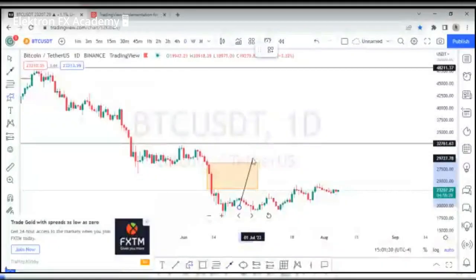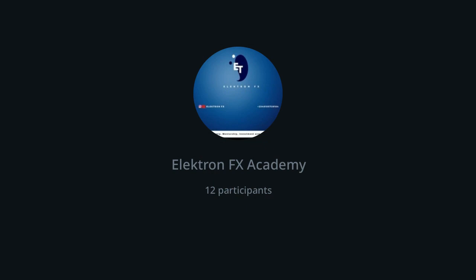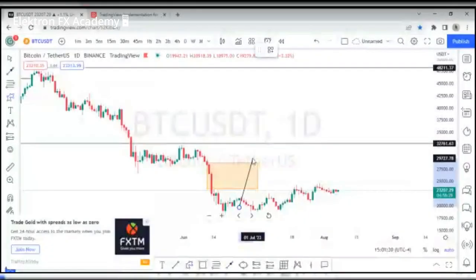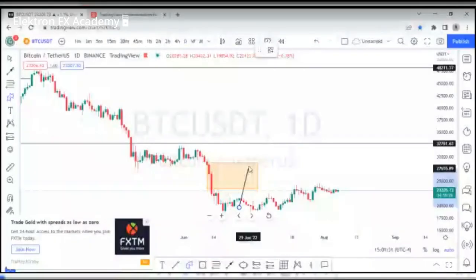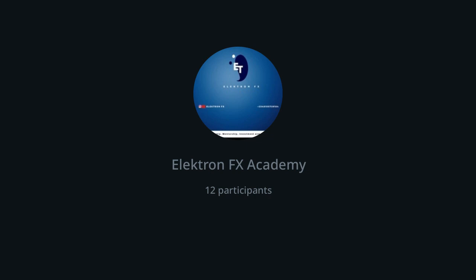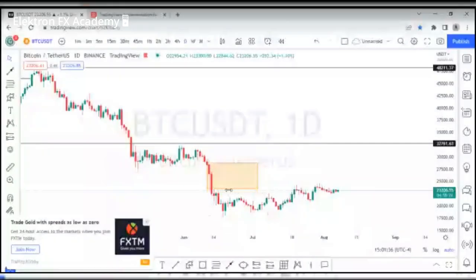Alright, so the market should fill the imbalance, go lower, fill the imbalance, go lower. So whenever you see the market creating gaps, where you don't see only impulsive candles, those are imbalances.